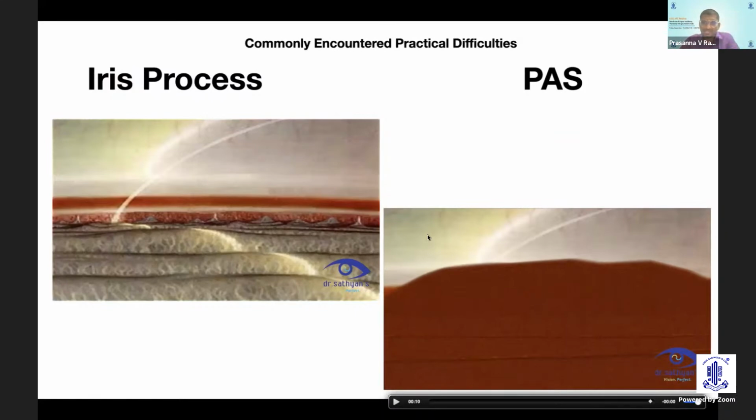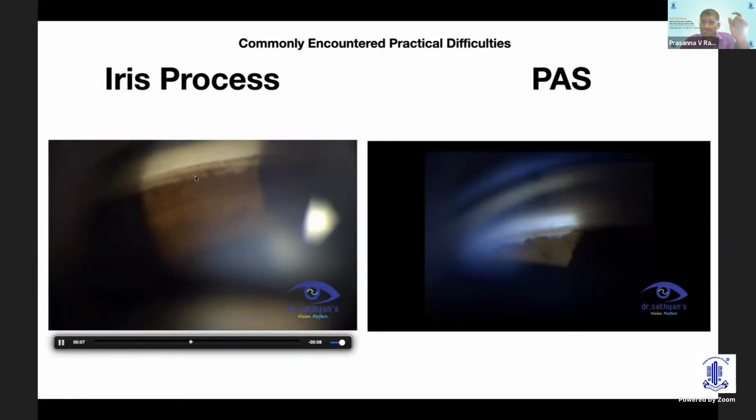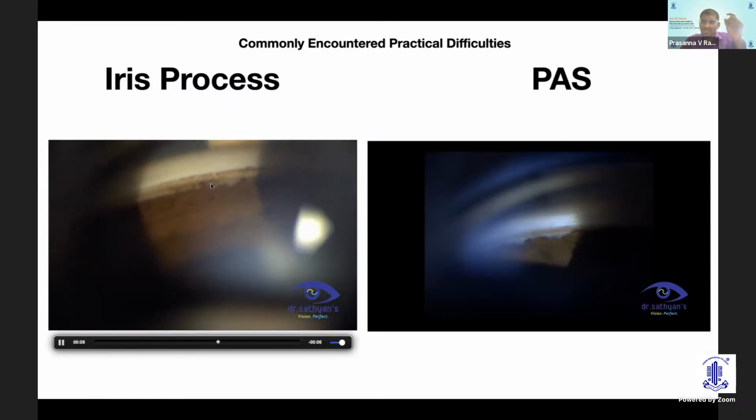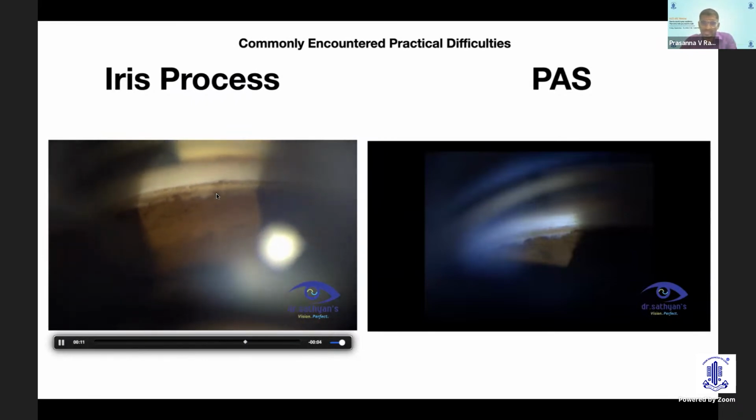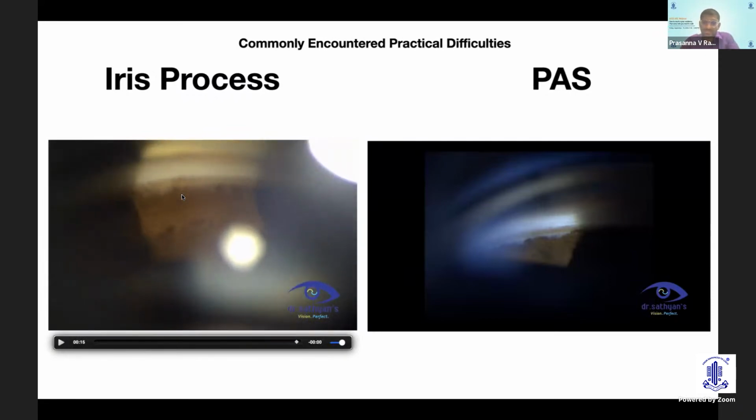Once these things are shown, and when we take them into the real battlefield, or when we tell them to put the gonio on, this is what you really need to see. Now you can see that they won't be confused, because cognitively they know how an iris process really looks. And this allows you to visualize the structures below, and it does not cause any issue with the IOP, and it's physiological.